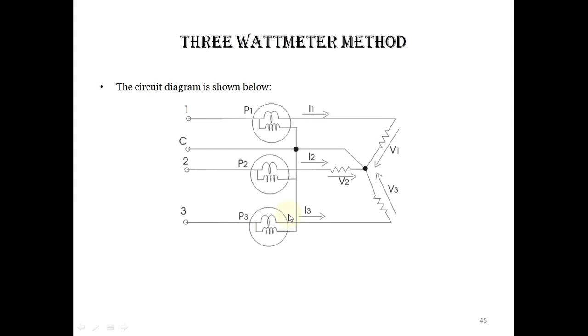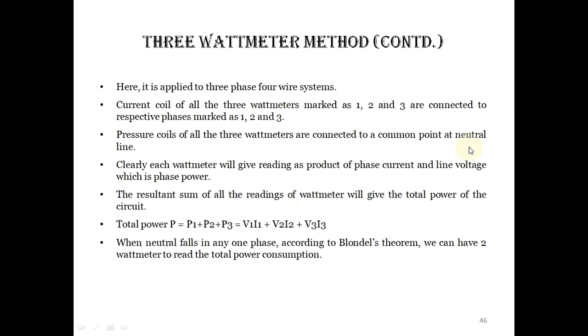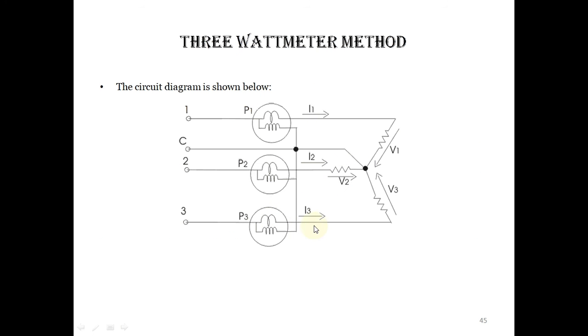Now here in this scenario, the load may be balanced or unbalanced, that does not matter. Now if you verify Blondel's theorem with it, there are 3 phases and 1 common, so you require 3 different wattmeters. But if C was taken at line 2 or line 3, then the number of wattmeters would be reduced to 2. So what is the power over here? V1 I1 plus V2 I2 plus V3 I3, because each wattmeter reads the corresponding phase power.